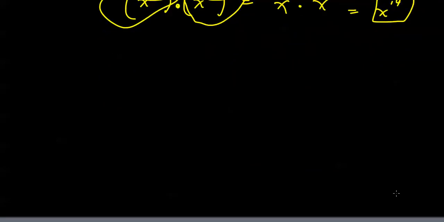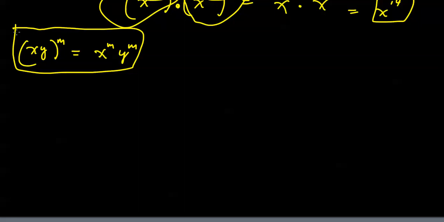Let's look at another rule. xy to the mth power. Here I've got a product raised to a power, and the simple rule tells me I can distribute an exponent over a base product. xy to the mth is equivalent to x to the mth times y to the mth power, our third rule today.